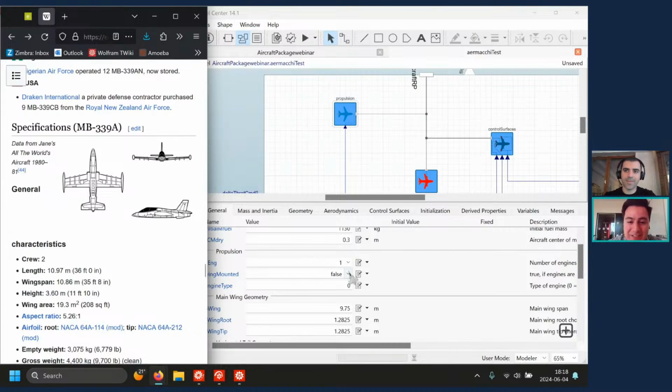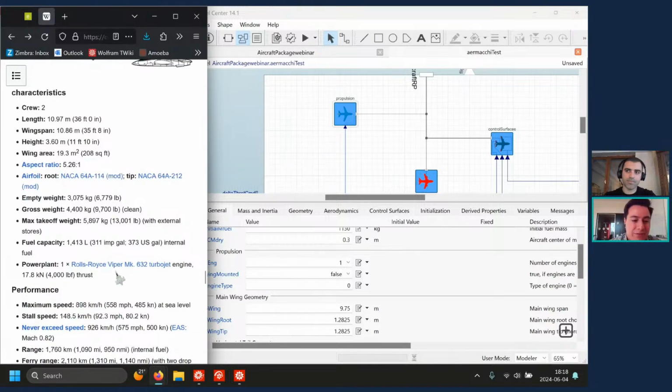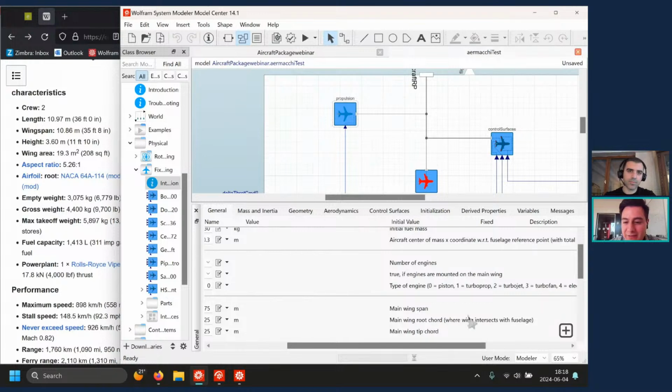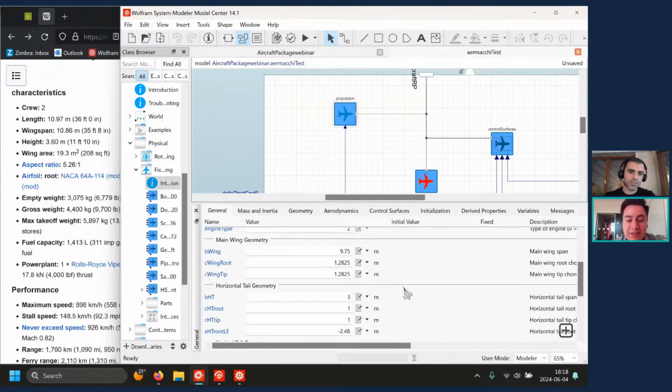The number of engines, it's just one. It's not engine mounted, so we leave that as false. And the engine type, if we see here, it's the Rolls-Royce Viper turbojet. So we go over here and we see that the turbojet is the number 2. Nice. And now comes the geometry.